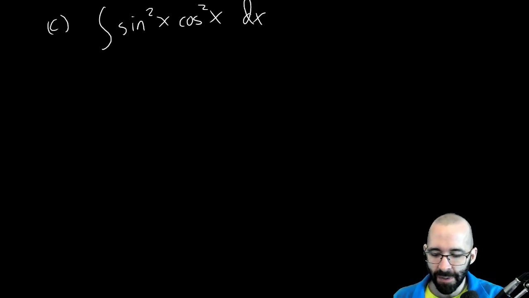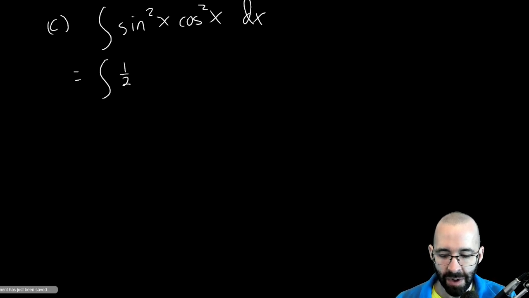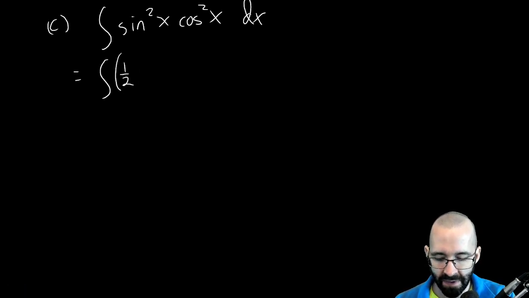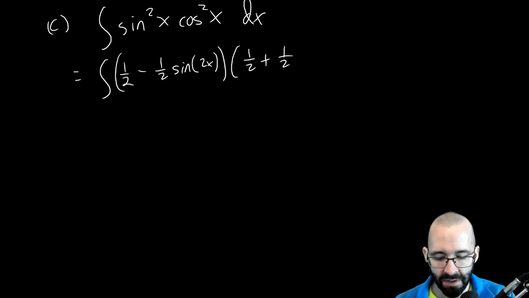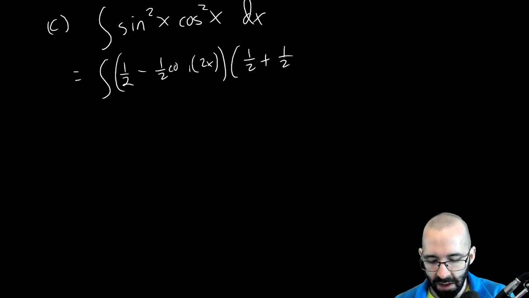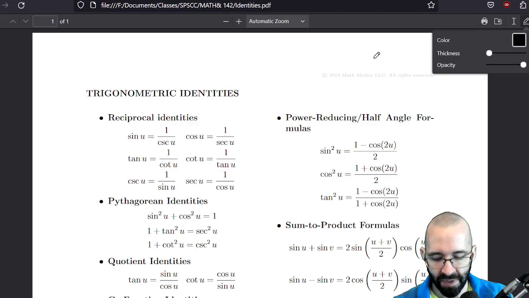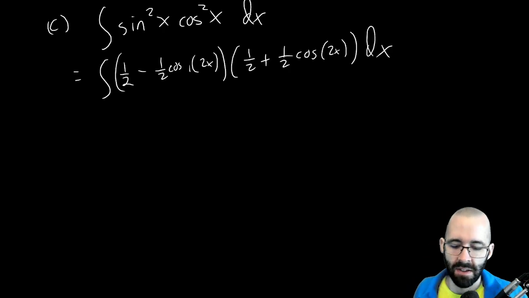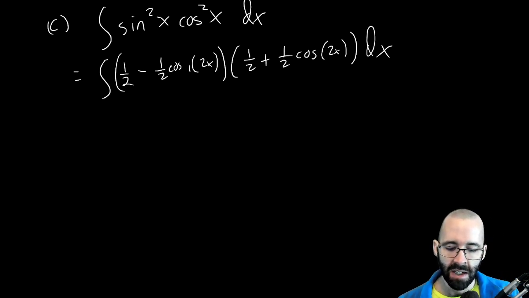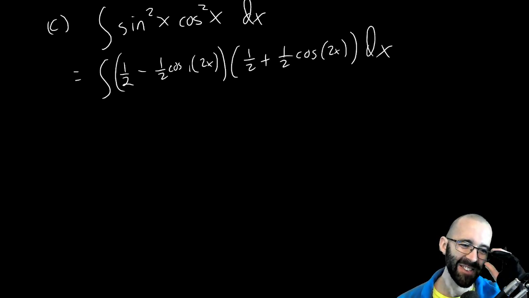All right. So sine squared is going to be 1/2 minus 1/2 cosine of 2x. Cosine squared is going to be 1/2 plus 1/2 cosine of 2x. And we still have the dx. Again, these are equivalent to 1/2 minus cosine of 2x over 2. So we can just write them this way. Makes it a little easier. And then we have to distribute. Once we distribute, something's going to happen.